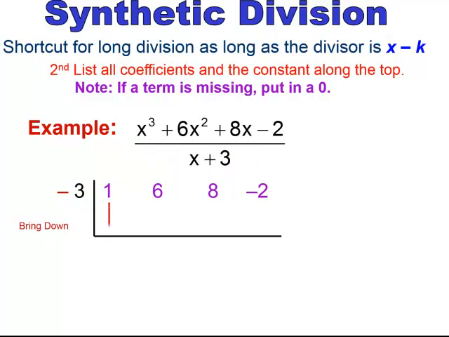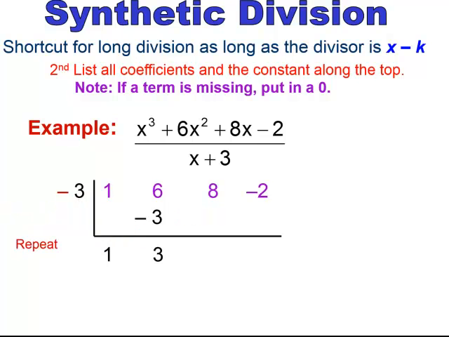And how it works is you take the first number and drop it underneath the box. Take the first number and drop it underneath. And now you're going to take your divisor, multiply it to that number, and put it in the next column. So a negative 3 times 1 will give you a negative 3. And then you're going to add down. So you have 6 minus 3, which gives you 3.